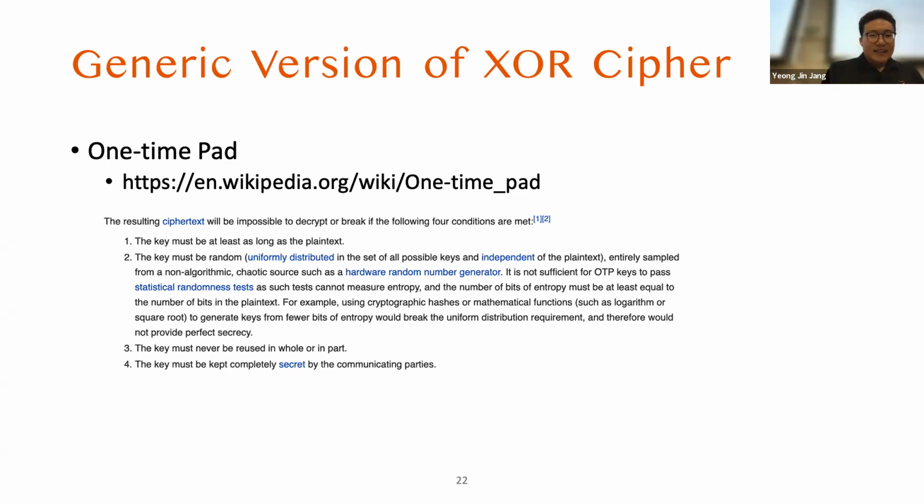Number three, the key must never be reused, in whole or in any part. A counter example is if I send a lot of HELLO messages using the same key, you can recover part of the key by doing operations with the HELLO. And the fourth one is inherently true: we need to keep the key secret. Otherwise anyone who knows the key can decrypt the ciphertext, right? So this is the description of the XOR cipher and an example of perfect secrecy.